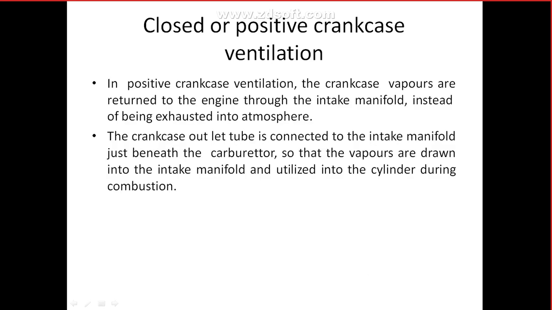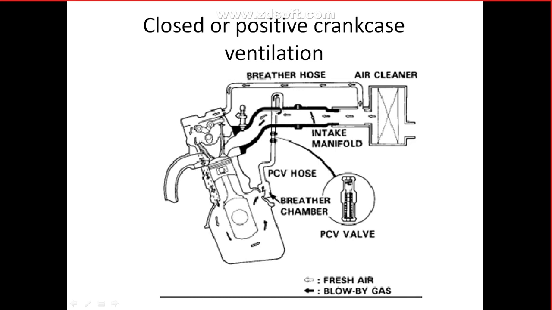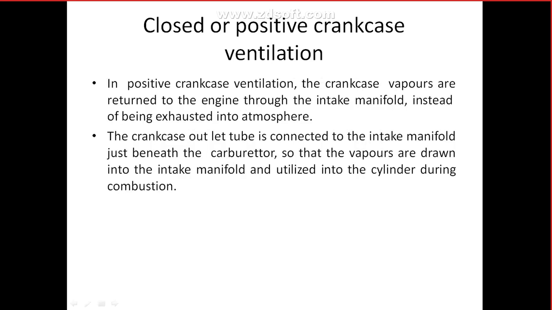So in positive crankcase ventilation, the crankcase vapors are returned to the engine through the inlet manifold instead of being exhausted to the atmosphere. See, here these gases are directly connected to the inlet pipe. So the unburnt gases are directly mixed with the air, sent again to the engine, and burning takes place again. The crankcase outlet tube is connected to the inlet manifold, just beside the carburetor, so that vapors are drawn into the manifold and utilized in the cylinder during combustion.